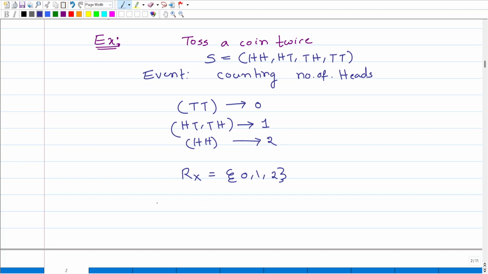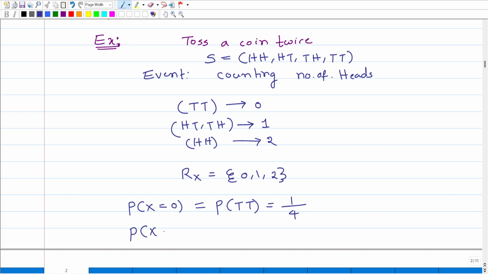Now we have to find the probability mass functions for these values. Means I would like to find the probability of x equal to 0. This is the probability mass function at 0. So what is the probability mass function at x equal to 0? It is the probability of tail and tail. Out of 4 possible outcomes, only one outcome is favorable. So probability of x equal to 0 is nothing but probability of tail and tail, it is 1 by 4.